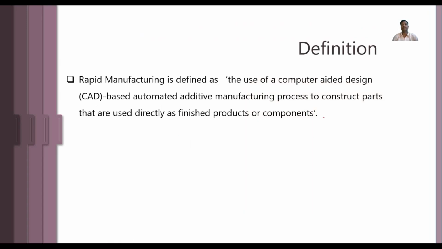And the definition of rapid prototype manufacturing: use of computer-aided design (CAD) based automated additive manufacturing processes to construct parts that are used directly as finished products and components.